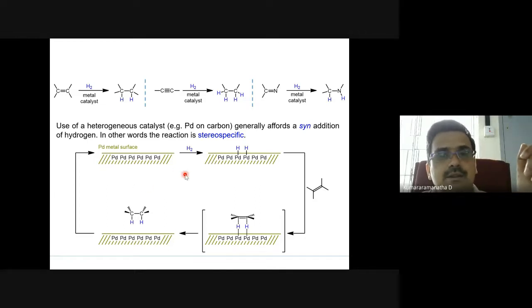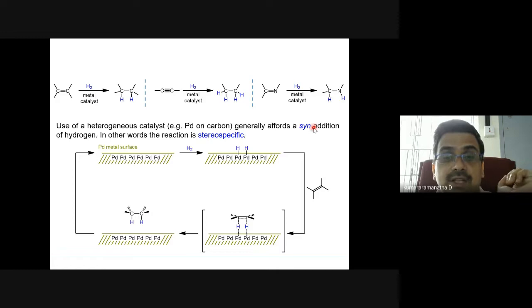So you have a metal surface. Hydrogen will occlude, or it will form nascent hydrogen which will bond to the metal like this, and then you add the substrate. So this will be attacked by the reactive hydrogen, and once the reaction is over it leaves. So this is the catalyst. So you can get a stereospecific reaction, and because they are adding on the same side, the geometry and stereospecificity are retained.